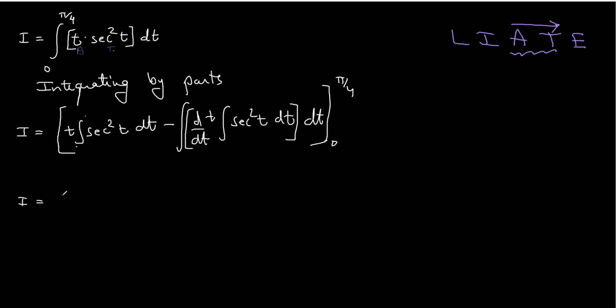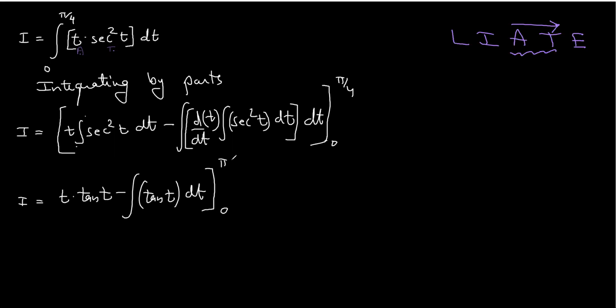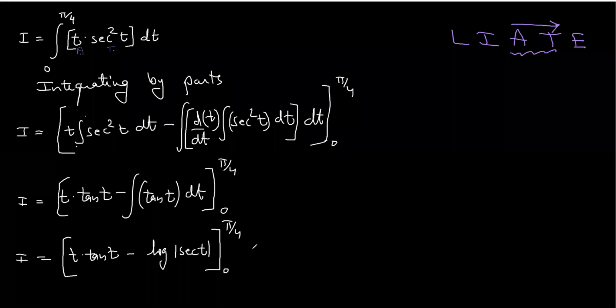Now I equals to, you have t, integration of sec square t is tan t, minus integral, this is d by dt of t is 1 and integration of sec square t is tan t, so 1 into tan t is tan t and again dt, and then here you have 0 to pi by 4. So now next is I equals to t into tan t minus integration of tan t dt is log of sec t, and then again 0 to pi by 4. You don't have to add c, this you remember.